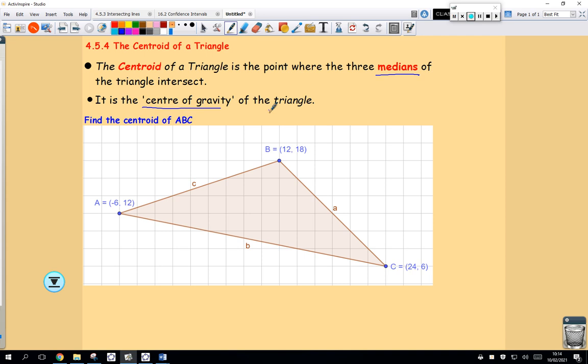So to find the centroid, we need to know what the medians are, and then we can construct those, and then we can find the centroid. There is actually a quicker way. There's a formula which I'll talk about in a couple of moments, but before I use the formula, I'm going to look at this kind of idea of the medians.